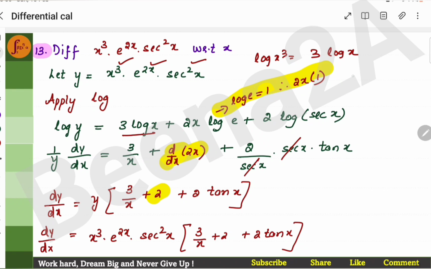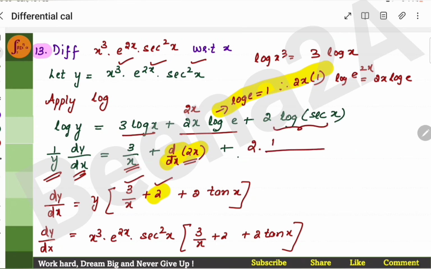Log of e to the power 2x will become 2x log e. And secant square x, log of secant square x is 2 log secant x. Now log e is equal to 1. So instead of log e you can put 1. So you'll be left only with 2x. Now I'll separately differentiate. So log of y is 1 by y into dy by dx. And log of x is 1 by x. And the derivative of 2x is 2 here.